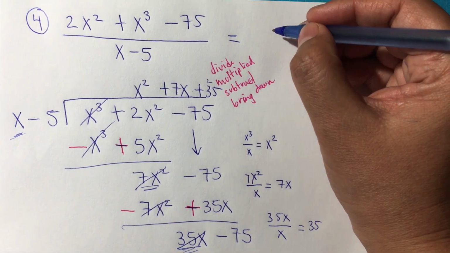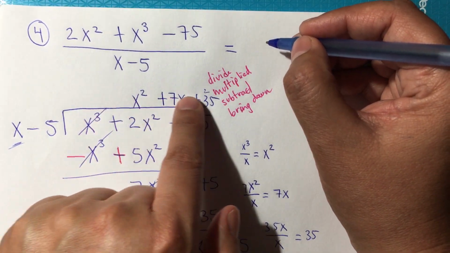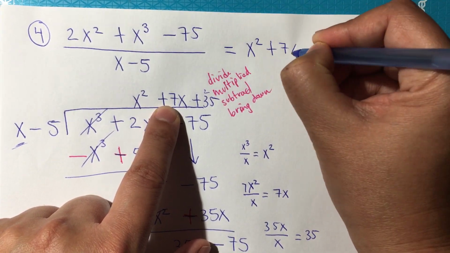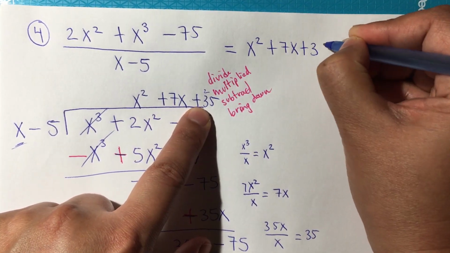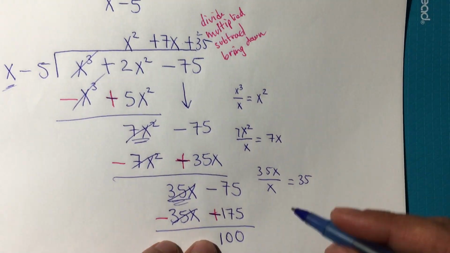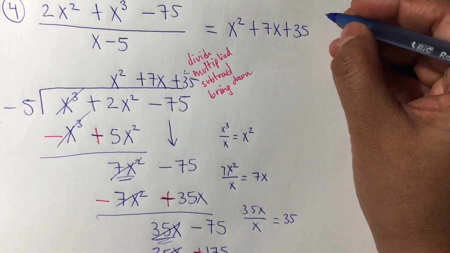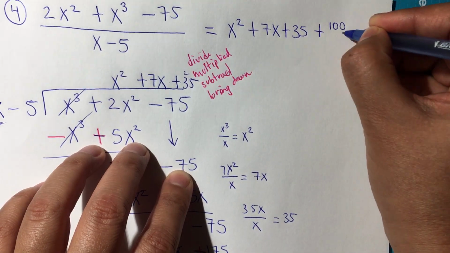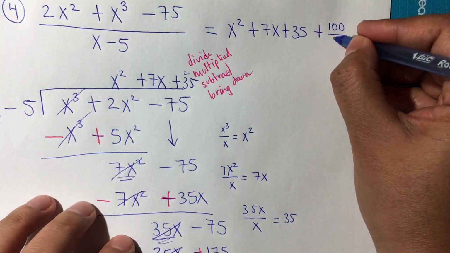The answer will be whatever I get in here, which is x squared plus 7x plus 35, and then plus 100 over x minus 5.